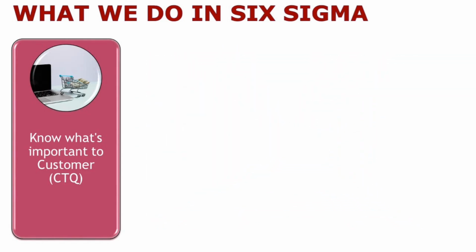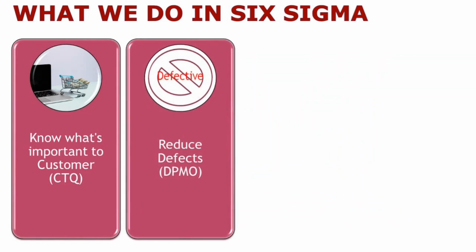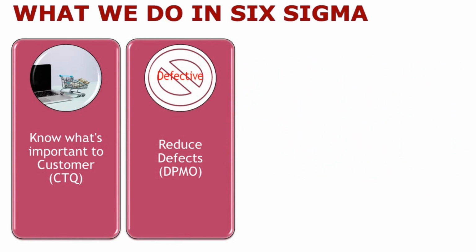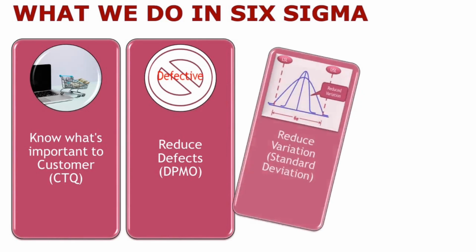Second one is reduce defects. We aim to minimize defects in our processes. DPMO, or defects per million opportunities, measures how many defects occur in a million opportunities. The goal is to reduce this number as low as possible, say 3.4 defects per million opportunities, to achieve higher quality and customer satisfaction. Third one is reduce variation.